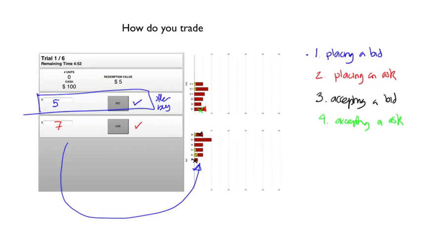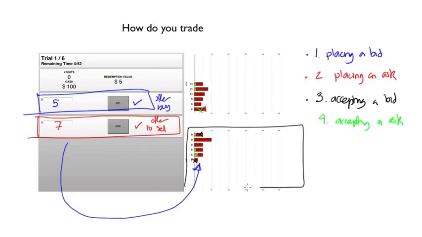Next, you can trade by placing an ask that gets accepted. So remember, this is done here, and basically you are broadcasting to others an offer to sell. And if it gets accepted, you will sell to them. Next, you can trade by accepting a bid from someone else, and you do that by clicking here. And remember, accepting a bid by someone else is basically selling to others.